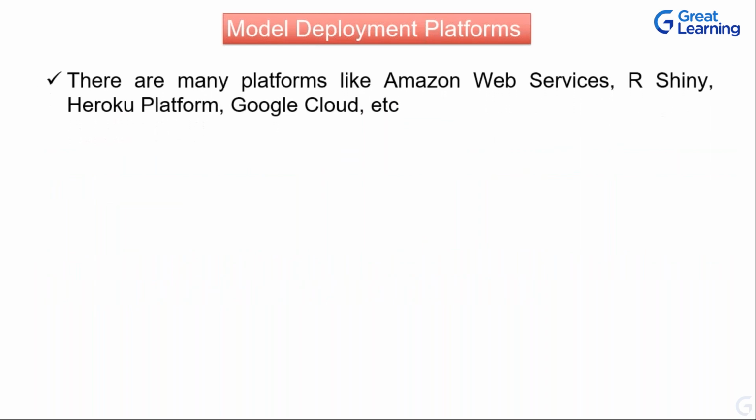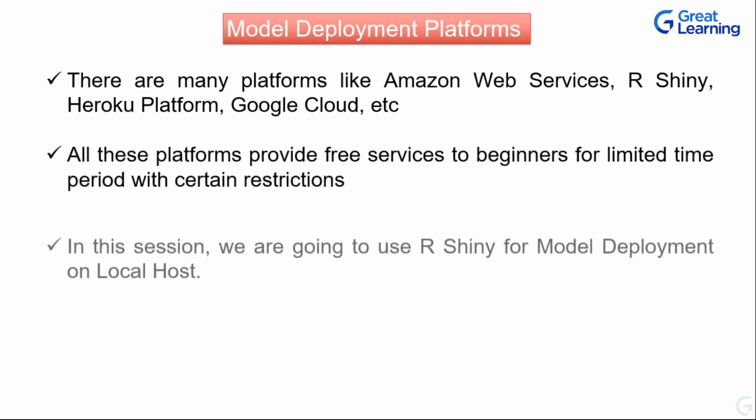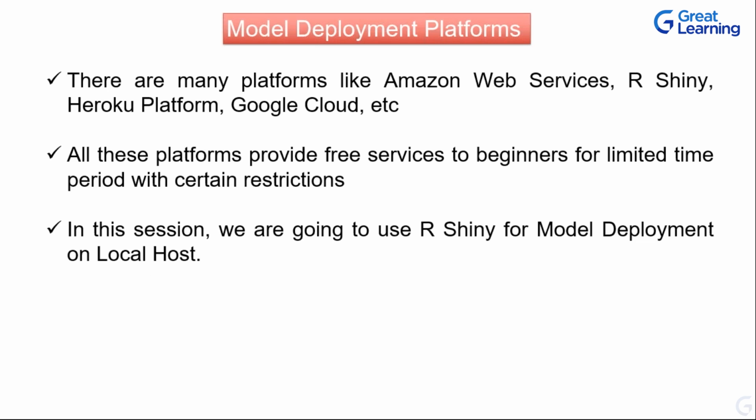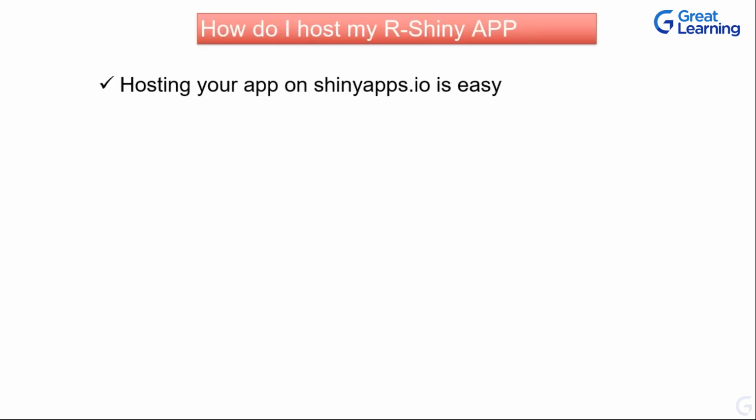Now, what are the platforms which are available? So Amazon Web Services, R Shiny, there are multiple platforms which you have. What we will be talking about is R Shiny. What exactly is R Shiny? Shiny is an R package that makes it easy to build interactive web apps straight from R.